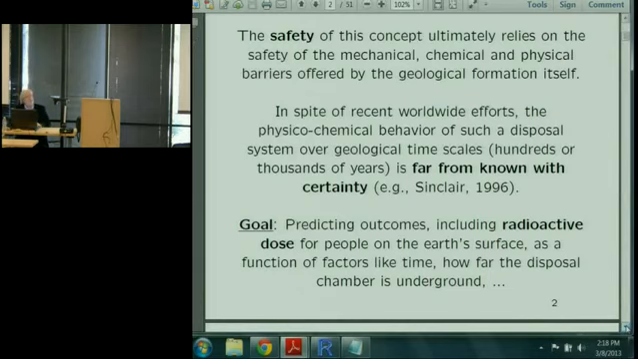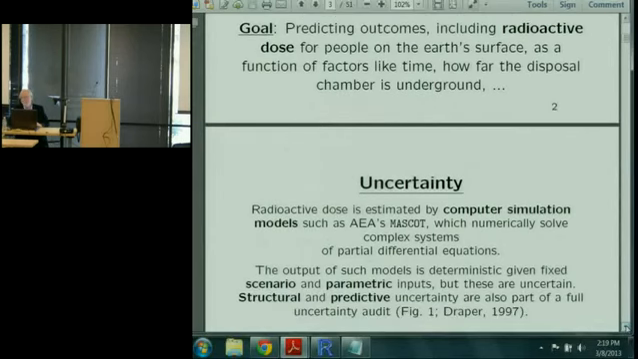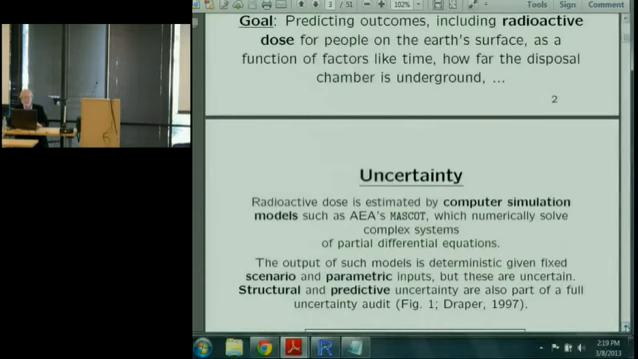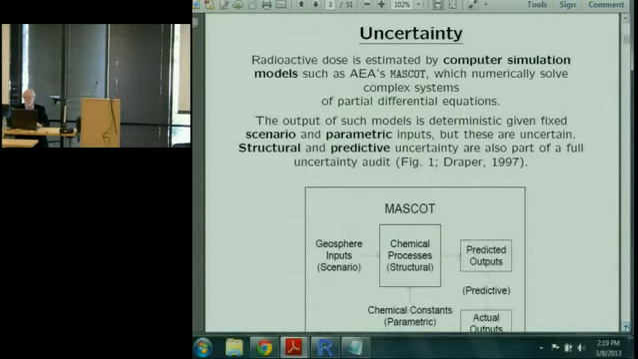Climate modeling, global climate modeling is just like this because getting the mean surface on what is going to happen to temperature and ozone and so on is an enormous PDE solution, a solver kind of problem. Okay, so our goal here is predicting outcomes, including radioactive dose, for people on the Earth's surface as a function of things like time, how far the disposal chamber is underground, and so on.